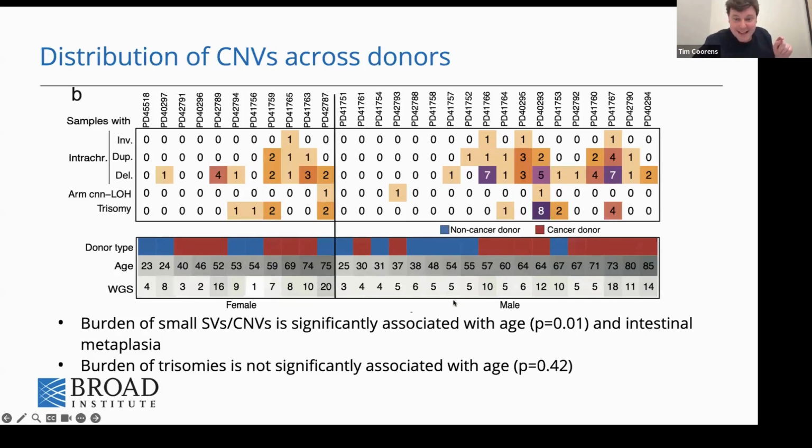The other thing I wanted to say is that here, the burden of these trisomies is not significantly associated with age, which is what you would expect. And this is what we see indeed if you look at intrachromosomal deletions and insertions. If you get older, and accounting for the number of samples we took per donor, of course, you do get more and more of these mutations, which is normally what you'd expect with an age-related increase.